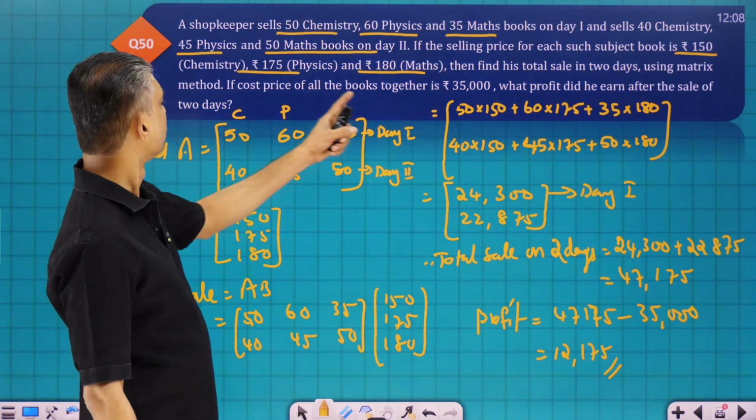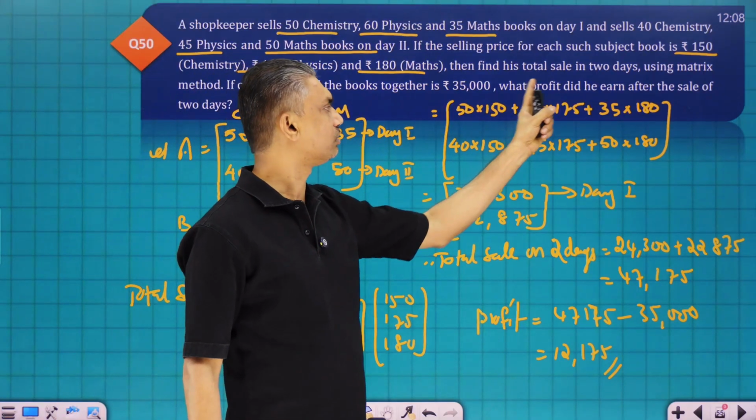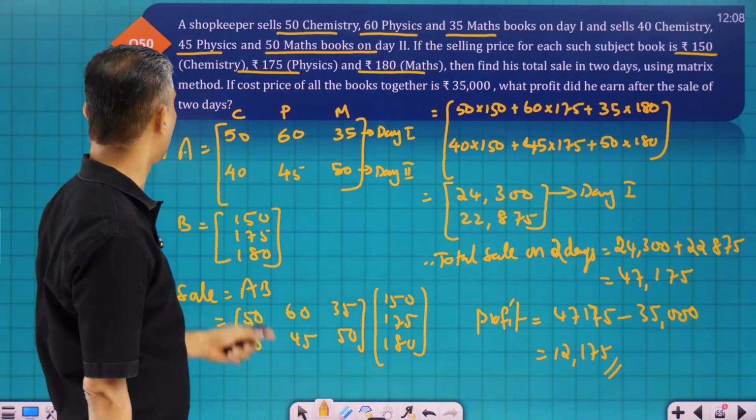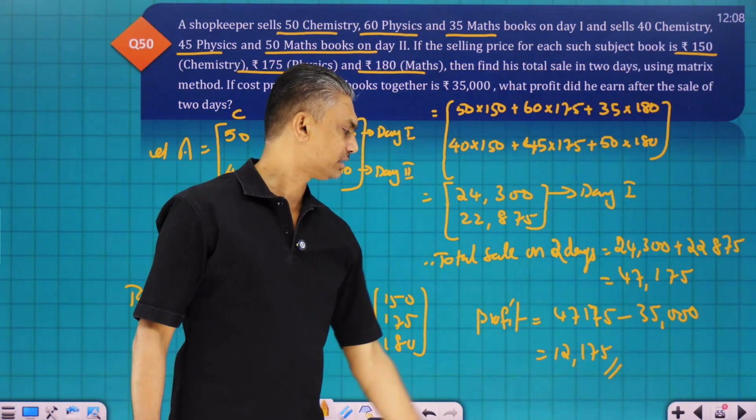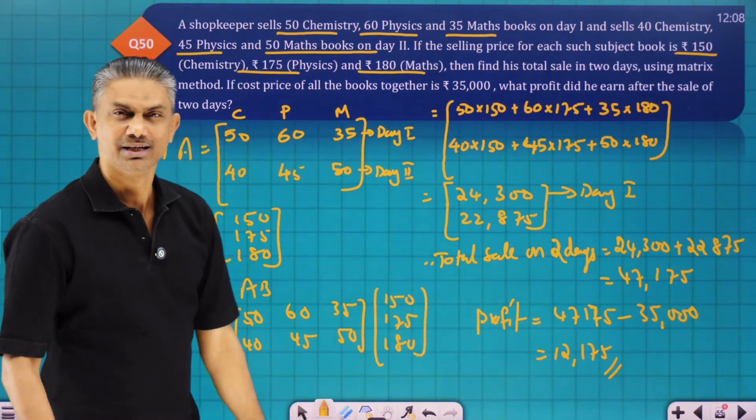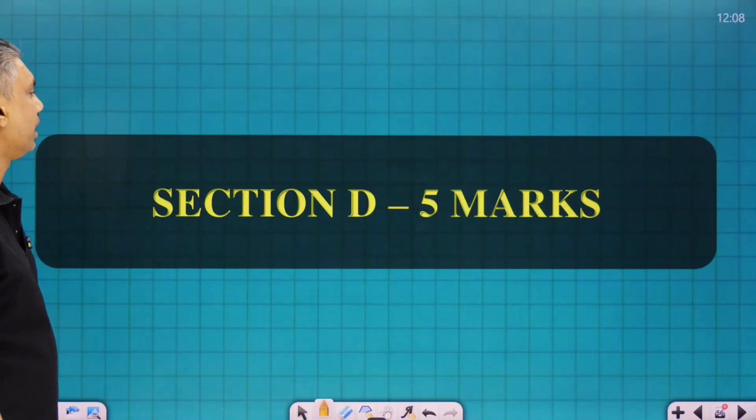Therefore, what is the profit? See, using material, if the cost price of all the books is 35,000, what profit did he earn after the sale of 2 days? So profit will be 47,175 minus 35,000, 12,175. Very simple question. That's all for the 3 mark.